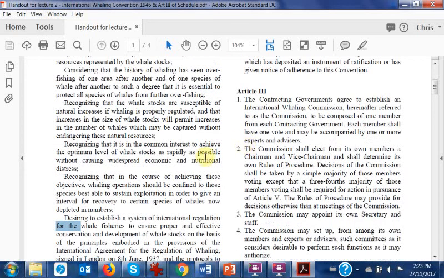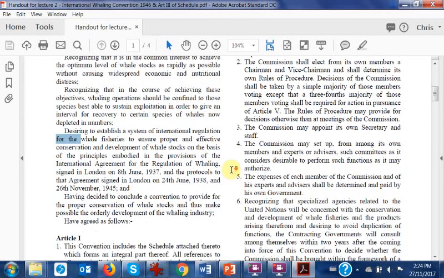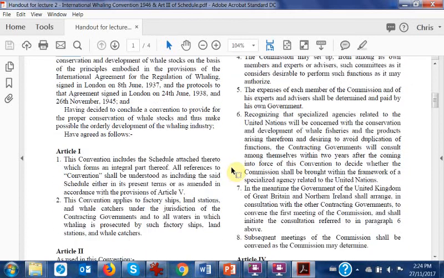And then Article 3, the contracting governments agree to establish an International Whaling Commission. I'll just read it, Article 3. The contracting governments agree to establish an International Whaling Commission, hereinafter referred to as the Commission, to be composed of one member from each contracting government. Each member shall have one vote and may be accompanied by one or more experts and advisors. The Commission shall elect a chairman, etc. The Commission shall appoint its own secretary, etc. Expenses. So this is the administration of the treaty. So the International Whaling Commission.